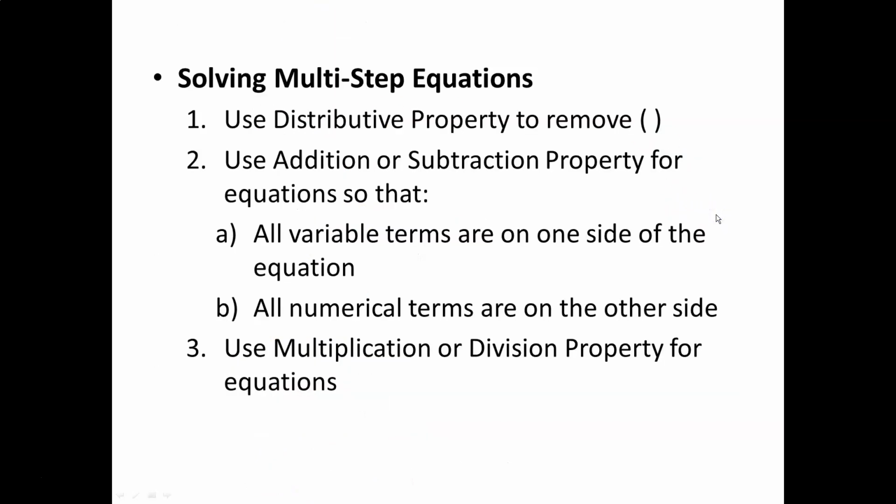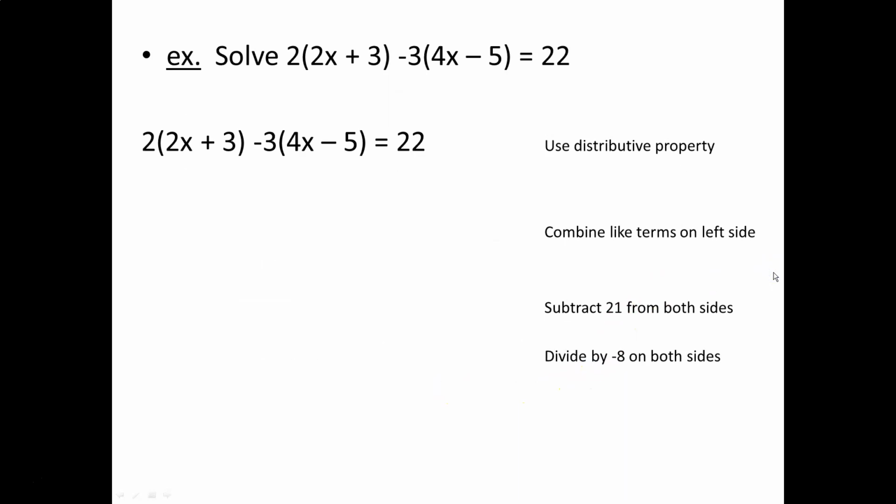Okay, solving multi-step equations. The first thing you're going to want to do is use the distributive property to remove the parentheses. Then you're going to add or subtract for equations so that all variable terms are on one side of the equation and all numerical terms are on the other side. And then we'll use the multiplication or division property for equations. So we'll multiply each side or we'll divide each side. So let's do one of these.